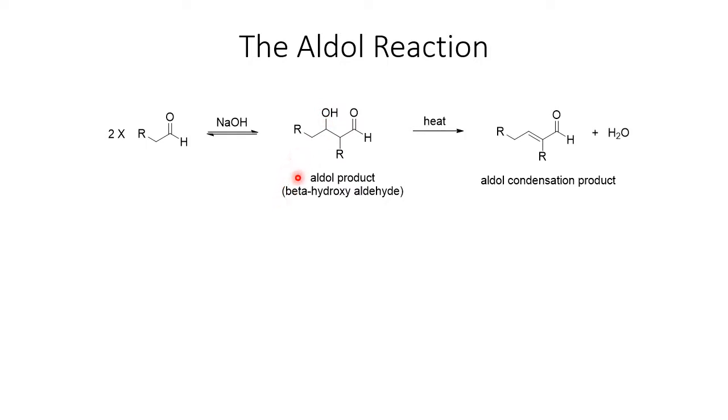Now, if we take the aldol product and put it in the presence of heat, ultimately we can get rid of this OH group as well as another H and form water, and we can create a double bond that will be conjugated with the aldehyde. So on the next slide, I'm going to show how to form the aldol product, and then we'll go ahead and take a look at the mechanism to form the condensation product.